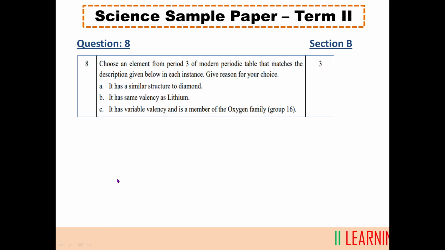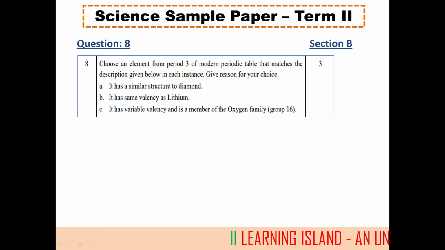This is the first question, question number 8. In question number 8 it has been mentioned: choose an element from period 3 of the modern periodic table and match the description given below in each instance. Give also the reason for your choice. A: It has a similar structure to diamond. B: It has the same valency as lithium. C: It has variable valency and is a member of the oxygen family, group 16.